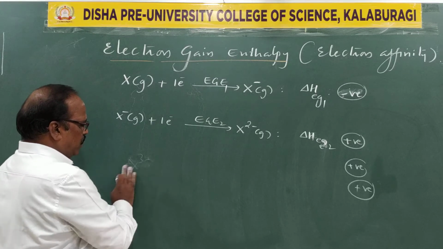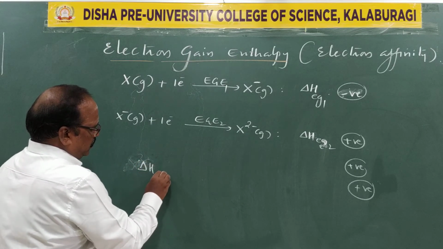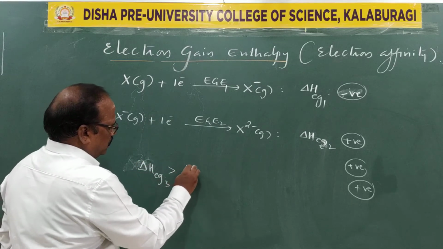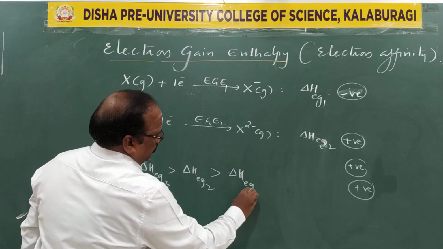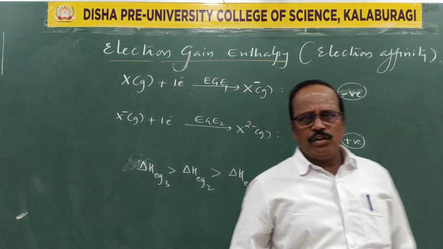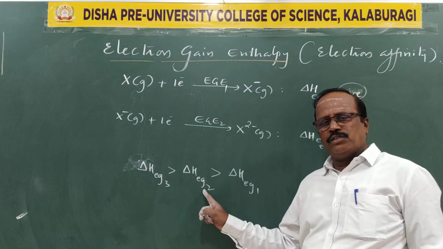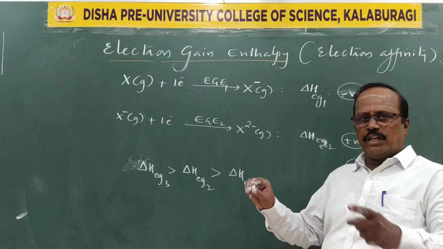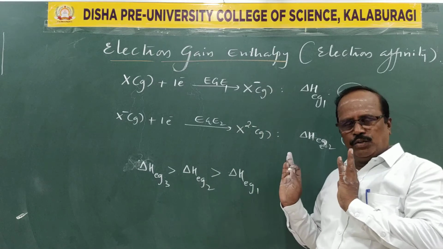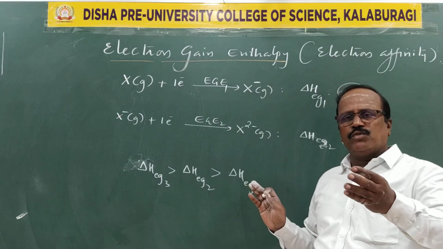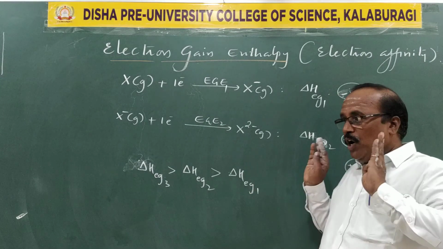So the electron gain enthalpy of the third is more than the second, which is more than the first, because the second and third processes are endothermic. Those electrons do not go in easily, so we have to supply energy from outside. Supplying it is somewhat like ionization energy. You are pushing from the outside, from the outside you are giving.